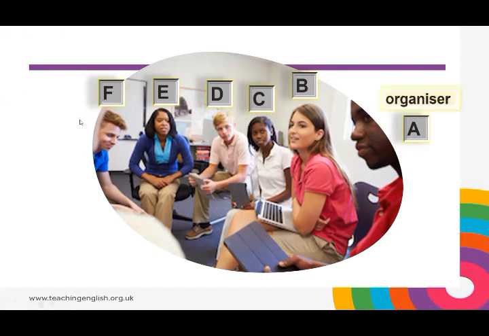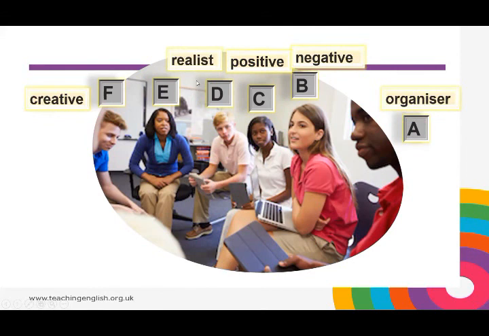Yes, is creative. So the first one is organizer. The last one is creative. Number C is positive. Number B is negative. Okay, letter D is realist, and emotional letter E. Okay, so these are the answers of this activity.